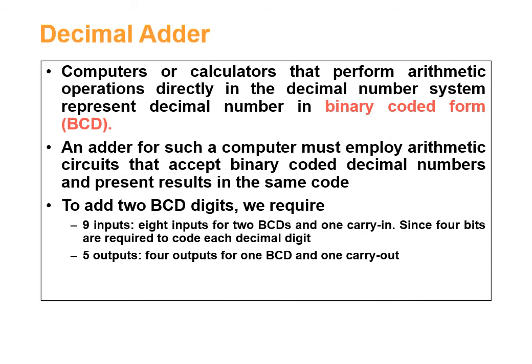9 inputs: 8 inputs for the BCDs and 1 carry in, since 4 bits are required to code each decimal digit. 5 outputs: 4 outputs for 1 BCD and 1 carry out. Since 4 bits are required to code each decimal digit and the circuit must have an input and output carry, there is a wide variety of possible decimal adder circuits. It depends upon the code used to represent the decimal digits.